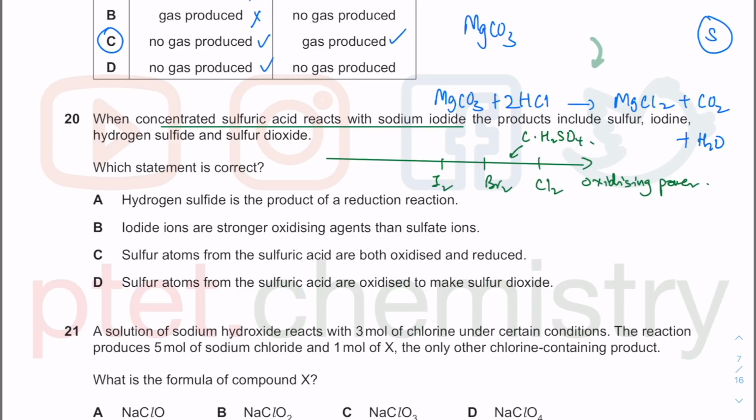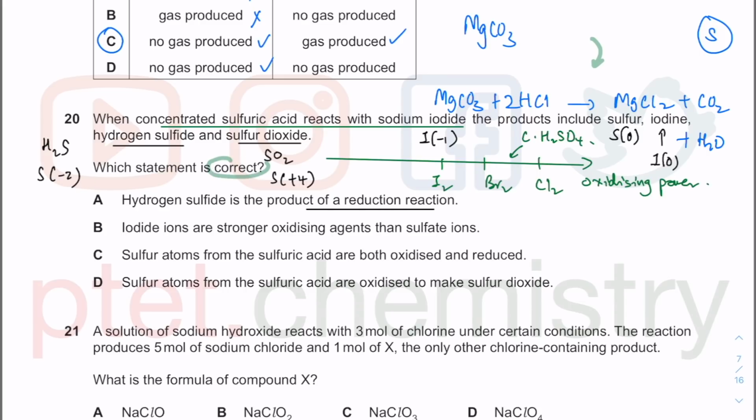So with iodide, which is a much stronger reducing agent, I- is a much stronger reducing agent, what's going to happen is you're going to get sulfur 0, you're going to get I2, which is iodine 0, and then hydrogen sulfide H2S, where the sulfur is -2, and sulfur dioxide, where the sulfur is +4 oxidation number. So hydrogen sulfide is the product of a reduction reaction. That is entirely correct. This is the lowest oxidation number that sulfur gets to, which is -2, and this gets reduced all the way from sulfur +6 in sulfuric acid to sulfur -2 in hydrogen sulfide.